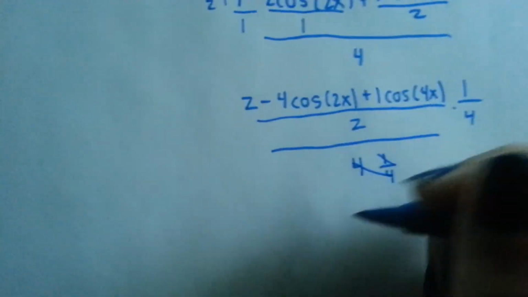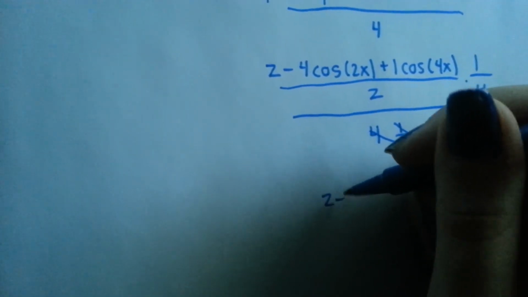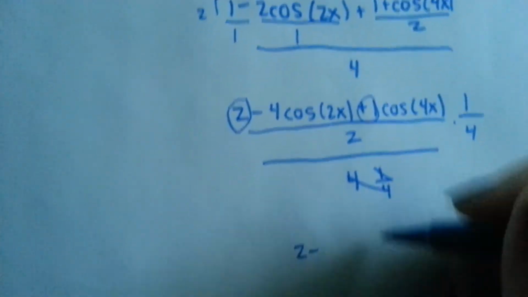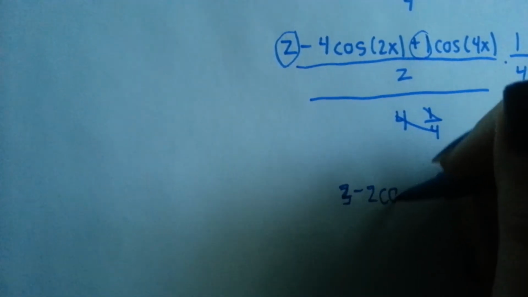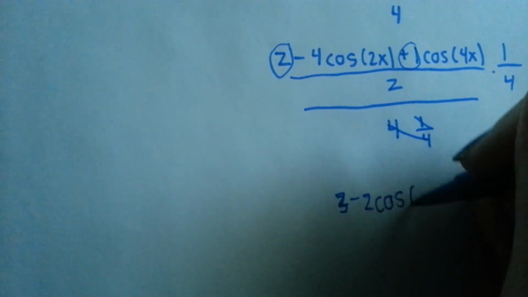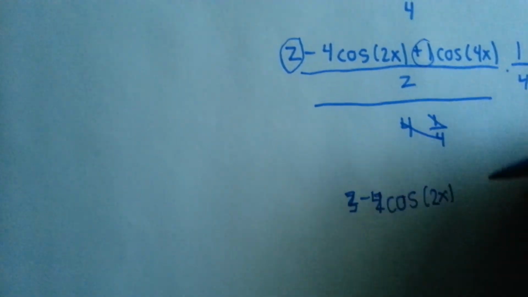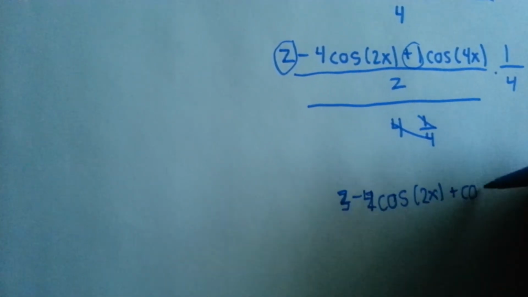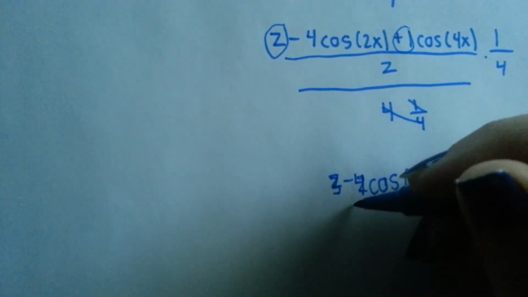So we're going to multiply that across, and our final answer is, well, these two combine like terms, so we're going to have 3 minus 4 cosine 2x plus cosine of 4x, all over 8. And that is our final answer.